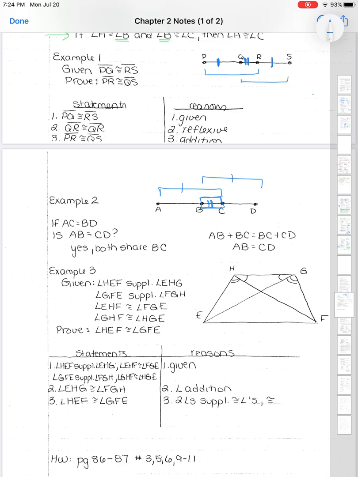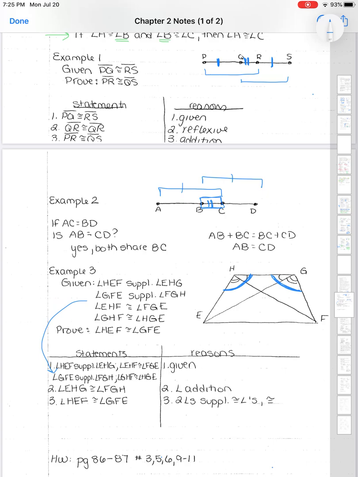Now for example 3, it says HEF is supplementary to EHG, GFE is supplementary to FGH, and then we have these two sets of congruent segments, and they're marked on the picture for you. And we are trying to prove that HEF is congruent to GFE. So I copied all of my statements from my given for my first statement, and I have given.